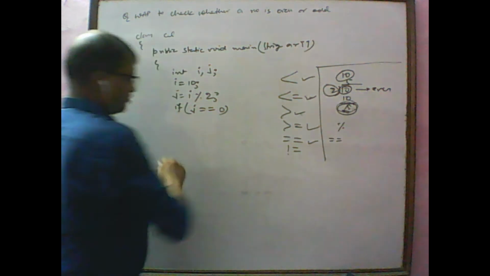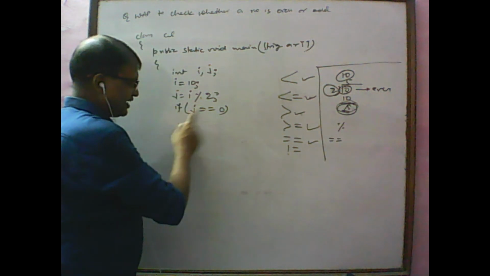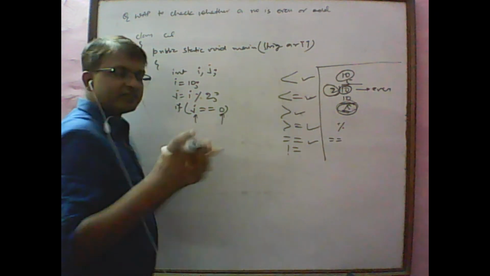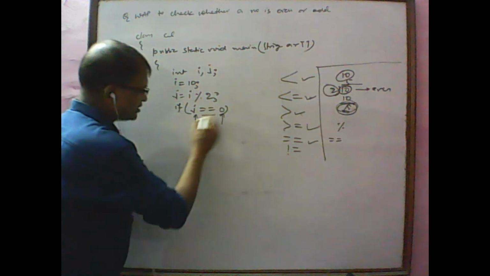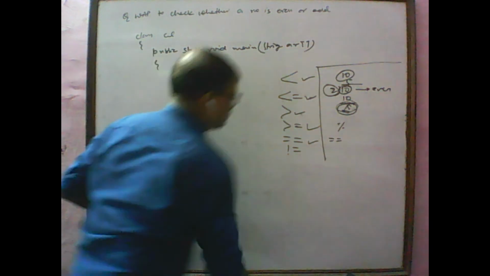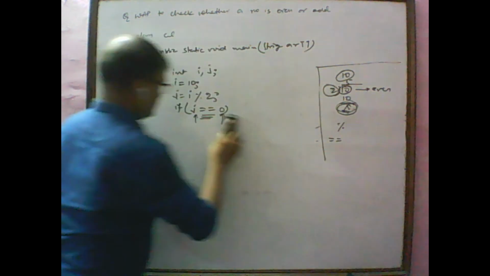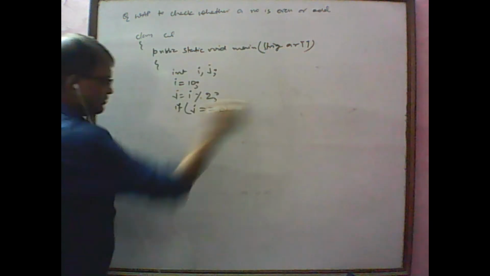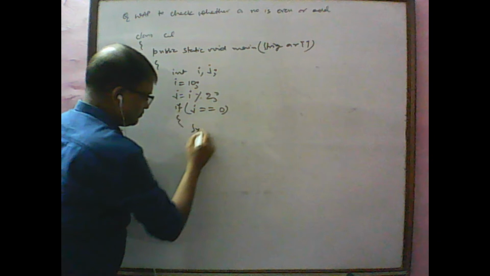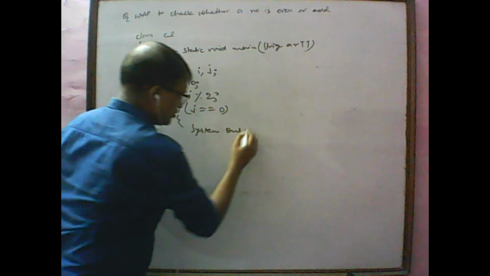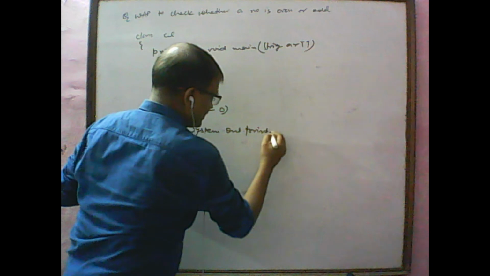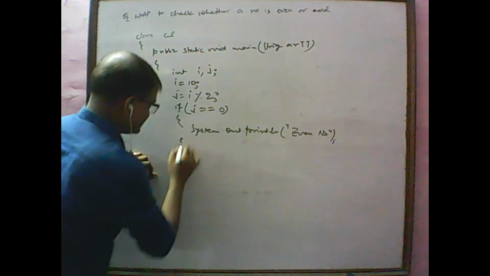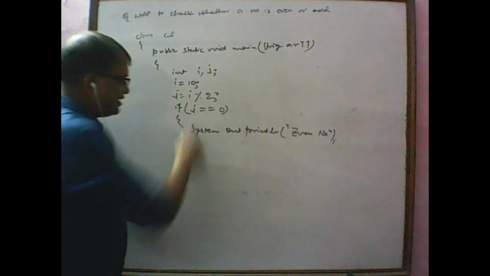To compare the two numbers, the first number is J and the second number is 0. We have to compare these two, whether these two are equal or not. For that we will use this double equal to sign. Clear? So, if J equal to 0, System.out.println, even number. Else means J is not equal to 0.